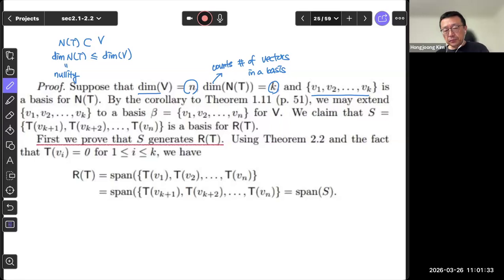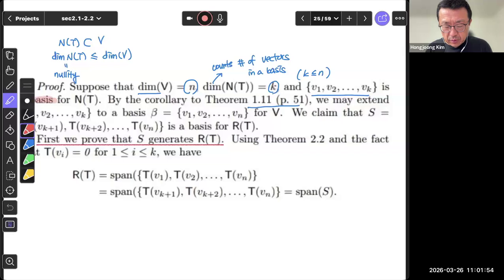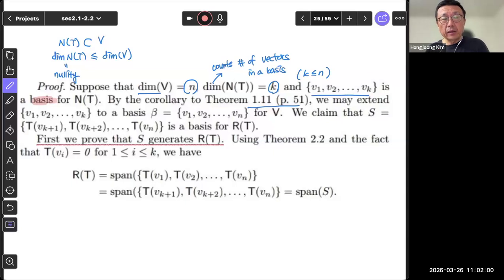Okay? Now, of course, this k will be less than or equal to n, and we learned a theorem previously that given, oh, first of all, this is a basis. A basis of N of T. Basis means it is independent, and it will span the N of T, right? These two requirements are satisfied. So this is a basis, meaning, as I said, this is independent.